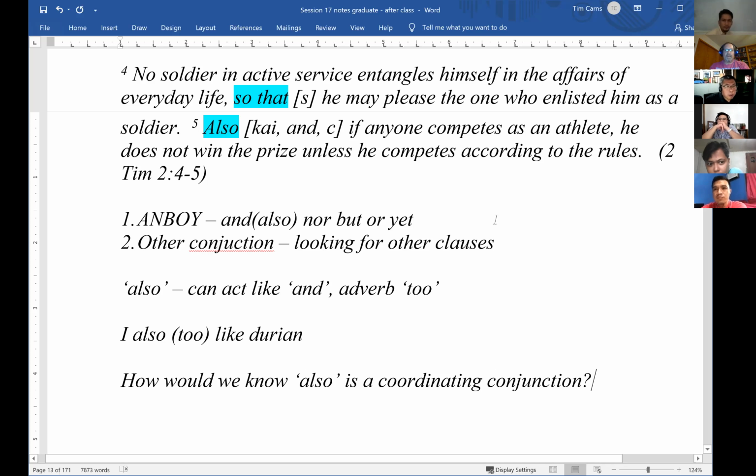Okay, but we have this word "if" in between. So it's not directly followed by a clause. Can we have "also if" as a conjunction? Also if. Okay. Is "also if" a conjunction?